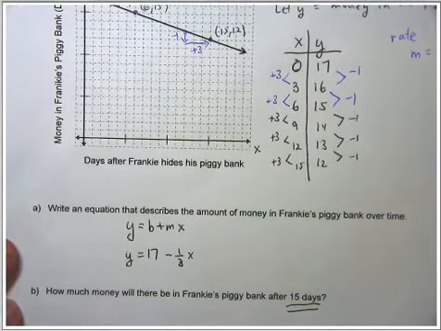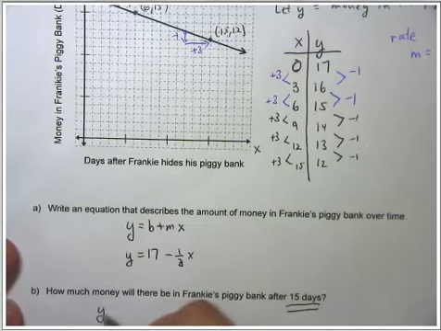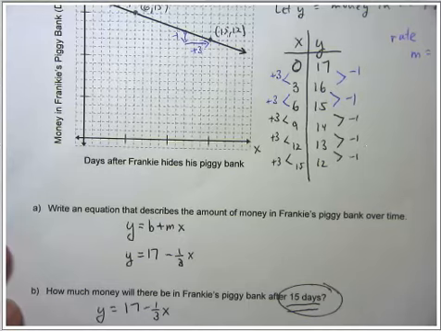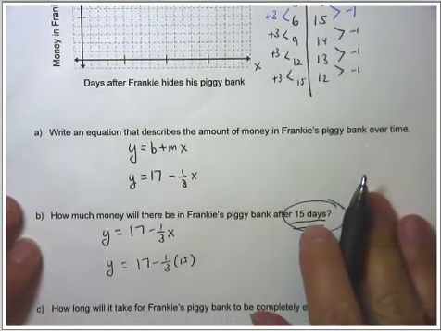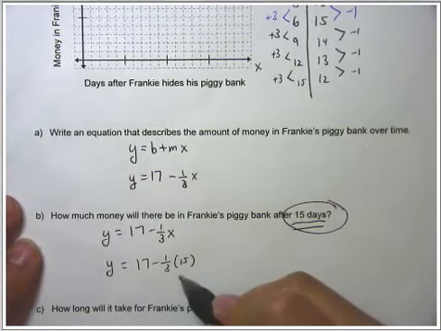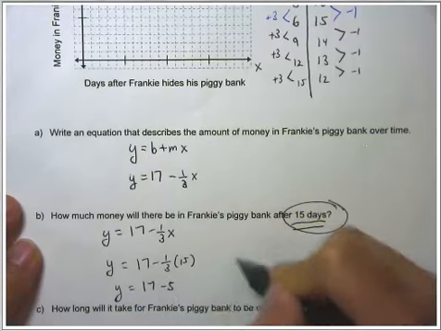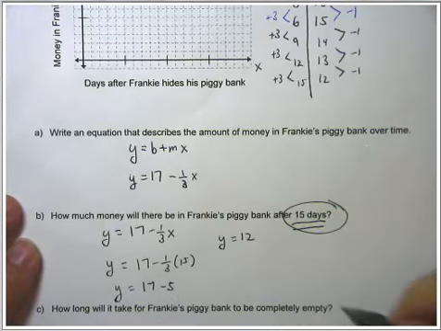We could also use our equation. So y is equal to 17 minus 1/3 times x. Well, the number of days, that's the x. So y is equal to 17 minus 1/3 times 15. 1/3 times 15 is 5. So 17 minus 5 is 12.